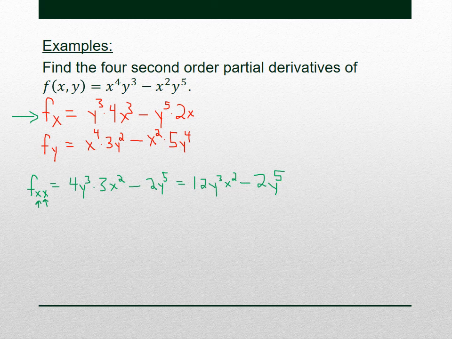So the 2y to the 5th is a constant. It comes out. And the x, when you take the derivative, just goes away. So we're left with 2y to the 5th. We could rewrite this, of course, as 12y cubed x squared. You don't have to. I don't care. But if you want to, some people might think that's prettier or something. All right, that's the first second order partial derivative. The first of the 4, that is.